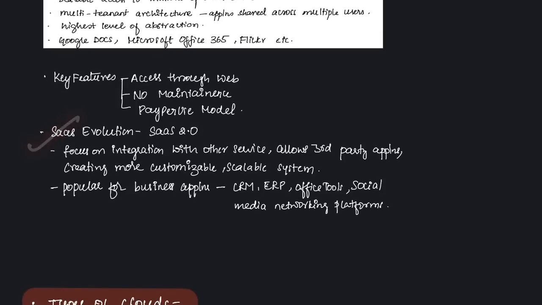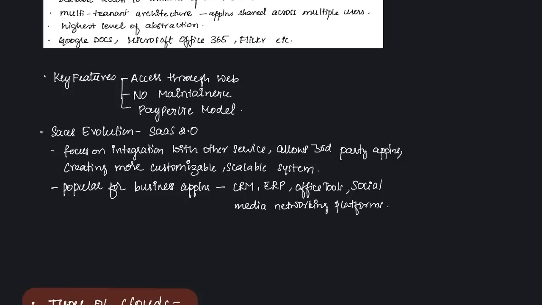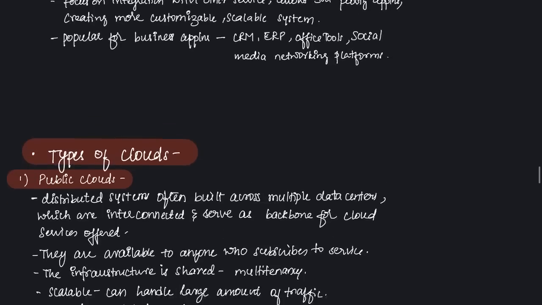Then we have the software as a service 2.0 evolution. It is a newer evolution of the software as a service model. It will focus on integration with other services. It will allow third-party applications to run. It is creating a more customizable, scalable system. This will help us shift into a more business-centric approach where everyone can connect different services and components to meet whatever their business needs are. It is popular for business applications, CRM, ERP, office tools, social media, networking platforms. All these are examples where software as a service 2.0 is used.